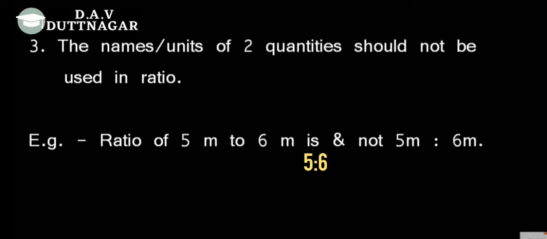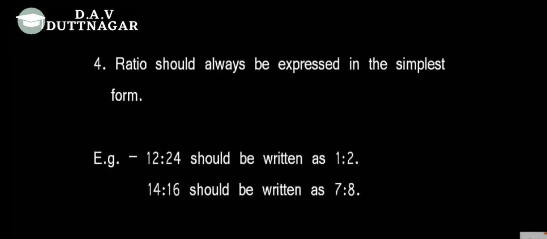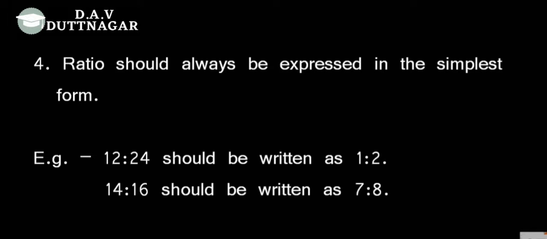Now the names and units of two quantities should not be used in the ratio. For example, ratio of 5 meter to 6 meter is 5 is to 6, not 5 meter is to 6 meter. So we need to remove the name on the unit because ratios are expressionless and unitless.